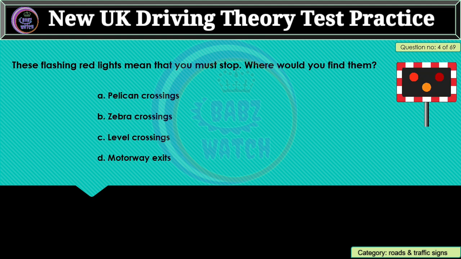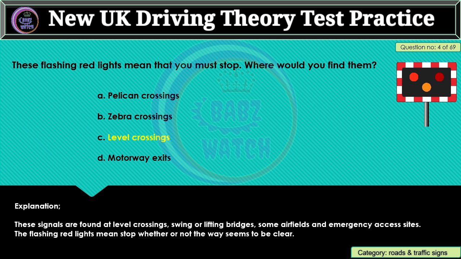Question 4 of 69. These flashing red lights mean that you must stop. Where would you find them? A. Pelican crossings. B. Zebra crossings. C. Level crossings. D. Motorway exits. The correct answer is C. Level crossings. Explanation. These signals are found at level crossings, swing or lifting bridges, some airfields and emergency access sites. The flashing red lights mean stop whether or not the way seems to be clear.